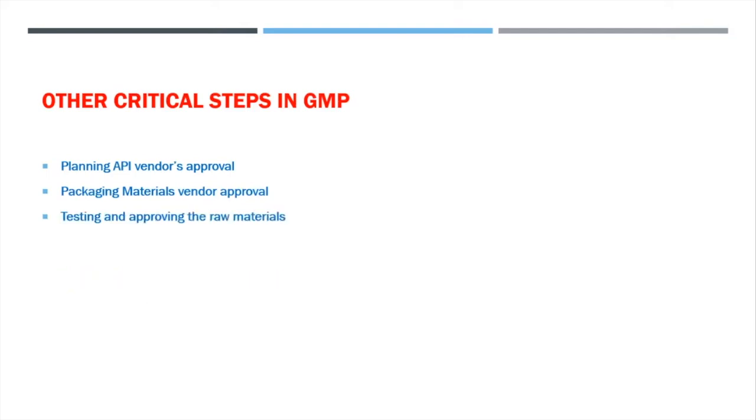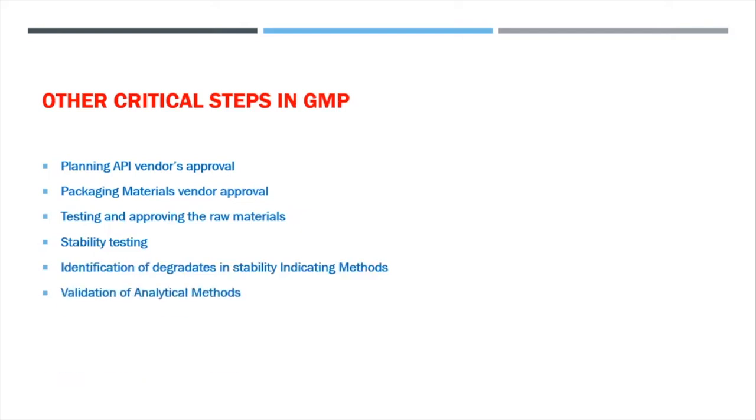Testing and approving the raw material. Stability testing, identification of degradates in stability indicating methods. This point I would like to shed some more light on. Identification of degradates. We just talked about that. I mean, when the API is deteriorating, then it might be producing some degradates. So we just don't leave it like that.